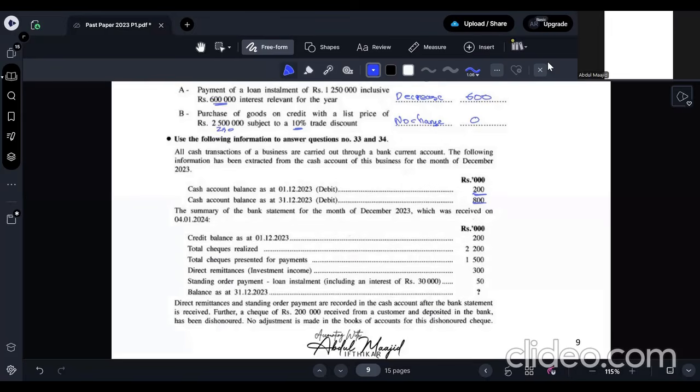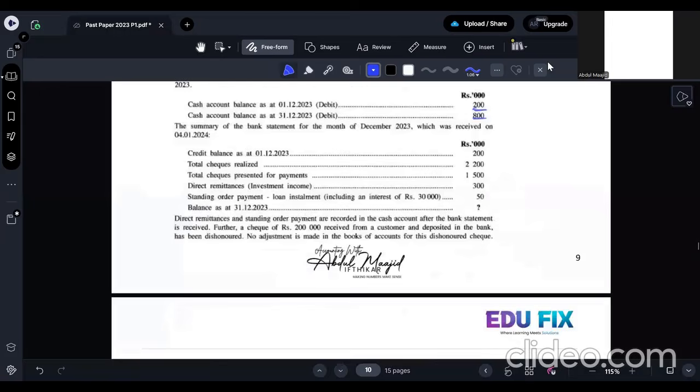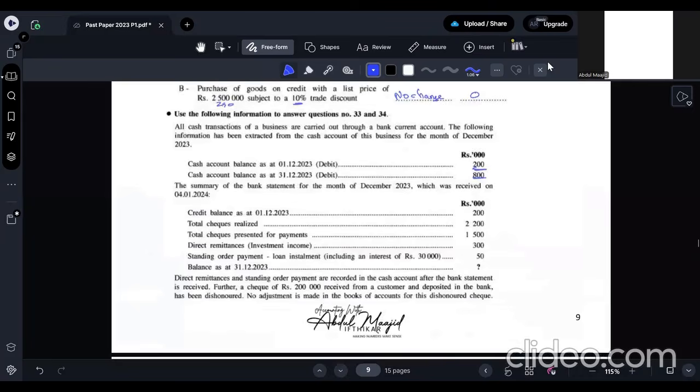Now, first of all, they are asking for the balance as per bank statement. They have given the summary of the bank statement, so you can directly find it. Credit balance of the bank statement 200. For the bank statement, a credit balance means for us it's a debit balance, so it's a positive balance of 200. Realized check, you will add 2,200. Presented check, you will deduct 1,500. Direct remittance, you will add. Standing order, you will deduct.